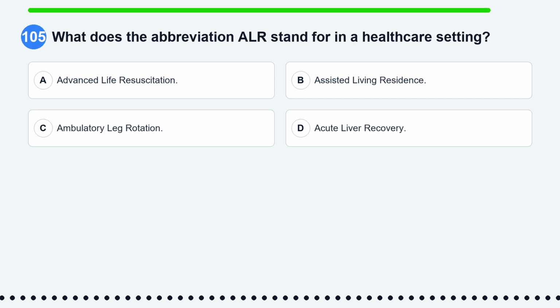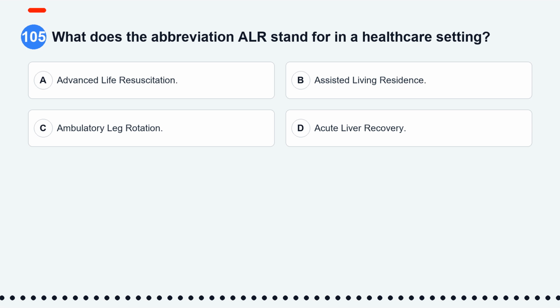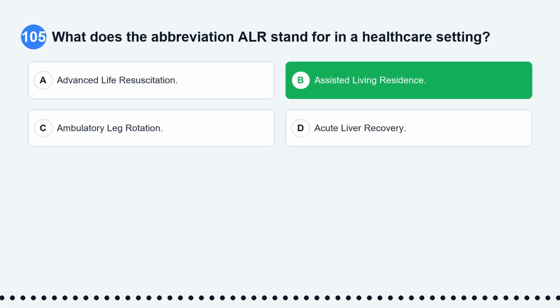Question 105. What does the abbreviation ALR stand for in a healthcare setting? Option A, Advanced Life Resuscitation. Option B, Assisted Living Residence. Option C, Ambulatory Leg Rotation. Option D, Acute Liver Recovery. The correct answer is option B, Assisted Living Residence.